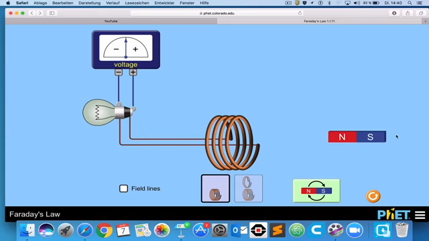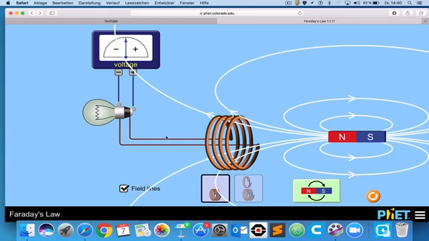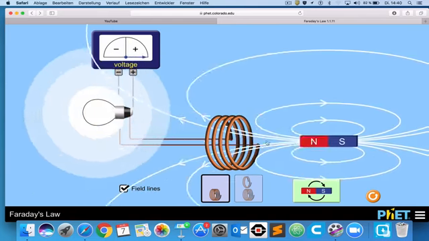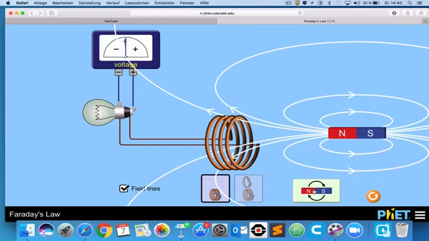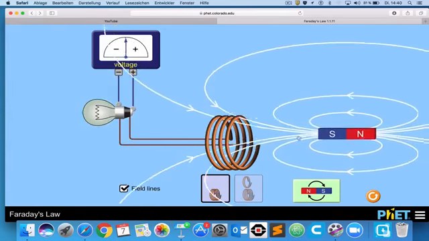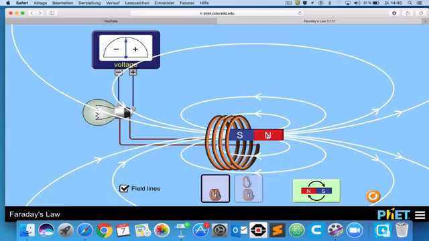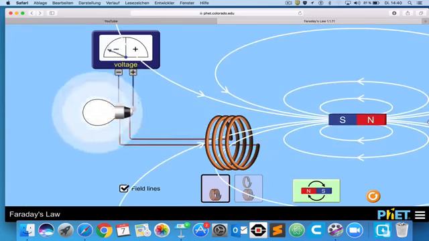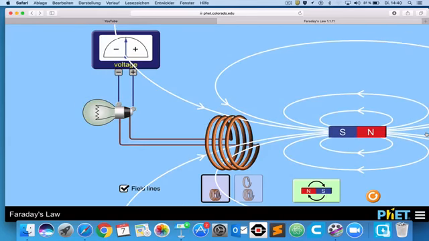Now, I can't do this with the simulation, but it would be nice if I could take this coil and move it. It doesn't matter whether I move the coil or move the magnet. Either way, as long as they're moving relative to each other, I can get an induced voltage. I can add magnetic field lines so you can actually see them. I can change the poles of the magnet. It doesn't really matter. You'll notice when I move it in one direction, the voltmeter goes in one direction. When I move it in the other direction, the voltmeter goes in the other direction.